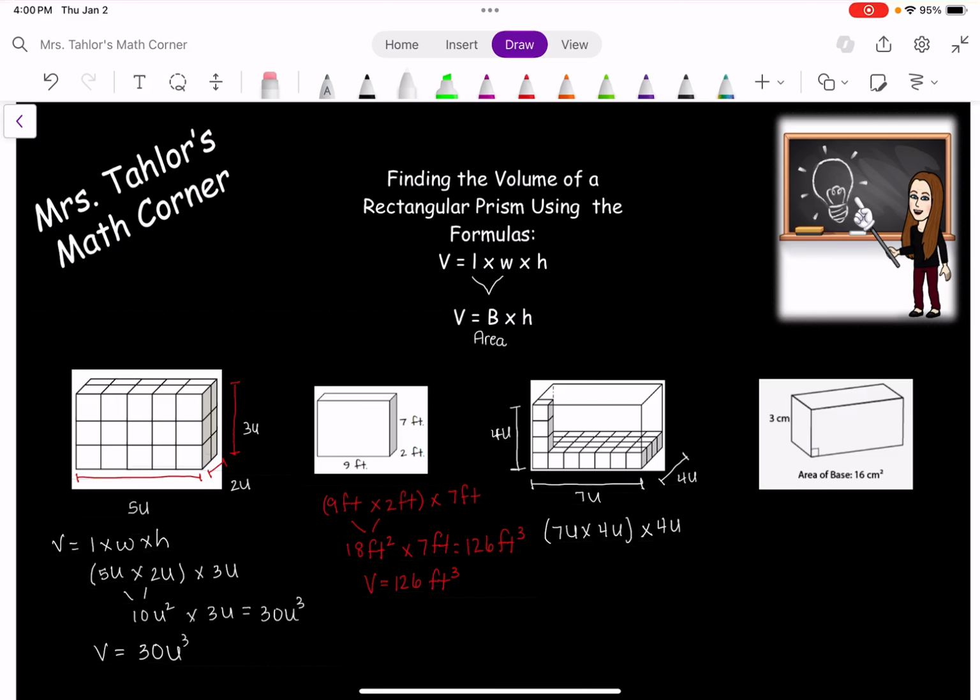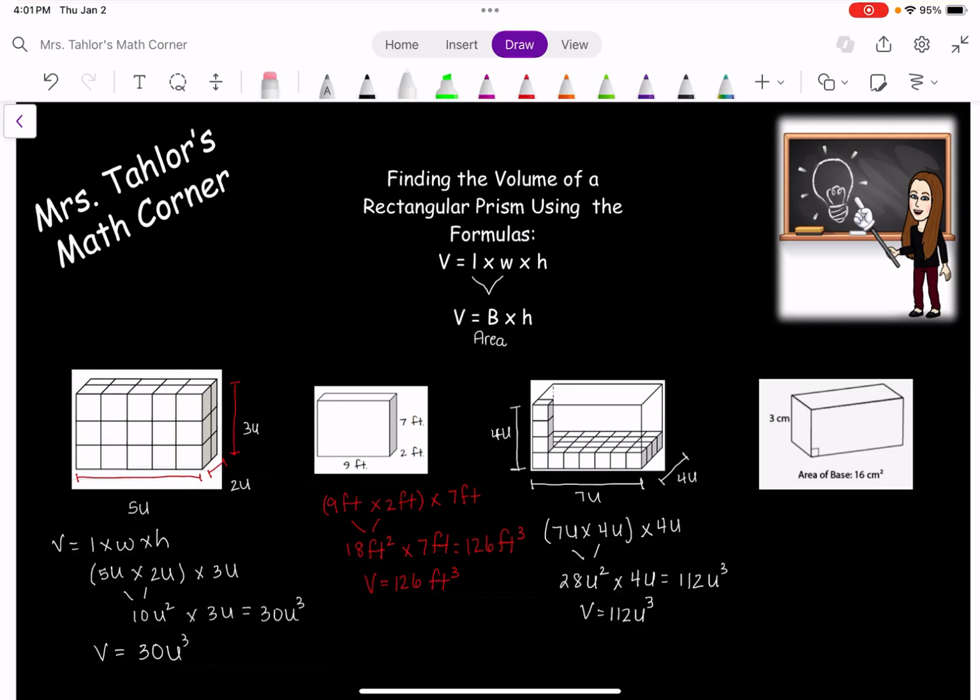So I'm going to first multiply 7 units times 4 units. That will give me 28 units squared, which is the base or the area. And I'm going to multiply that by the height of 4 units. When I multiply 28 units squared times 4 units, it gives me 112 units cubed. So the volume of this figure is 112 units cubed. The units are cubed, again, because volume is 3-dimensional. It's length times width times height.